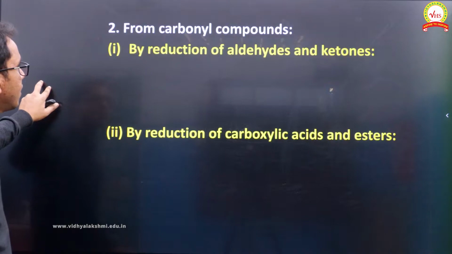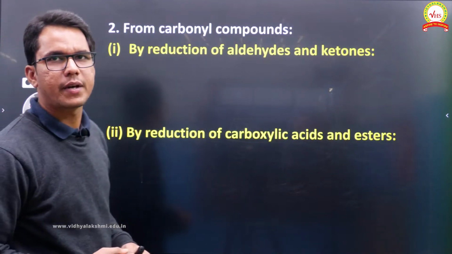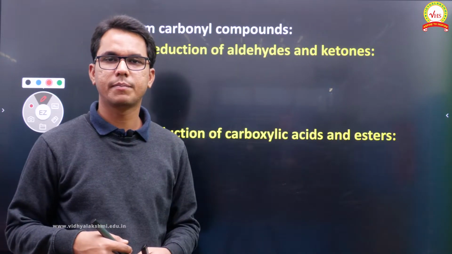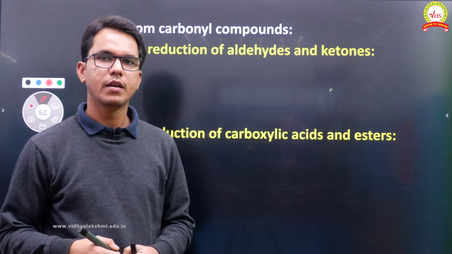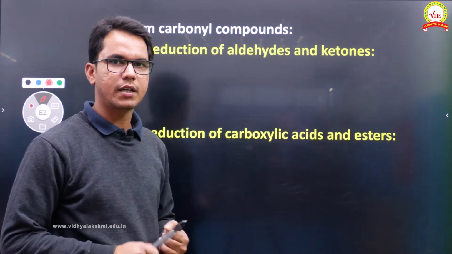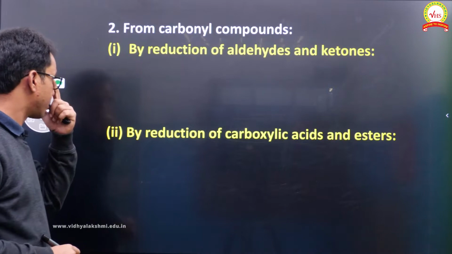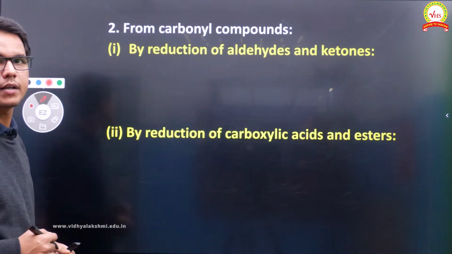Next, let us see the second preparation method, from carbonyl compounds. First we discussed the preparation of alcohols from alkenes by hydration, and the second was hydroboration and oxidation. Now we will see carbonyl compounds. How can we prepare alcohols from carbonyl compounds?